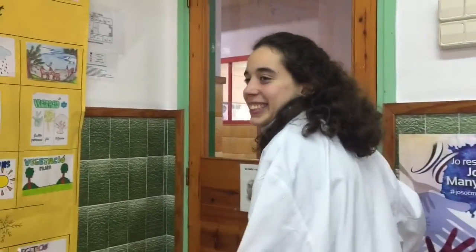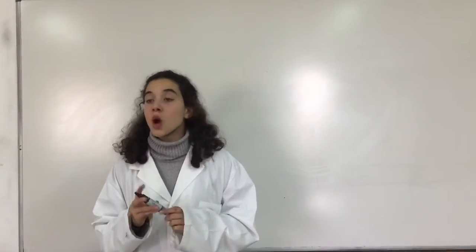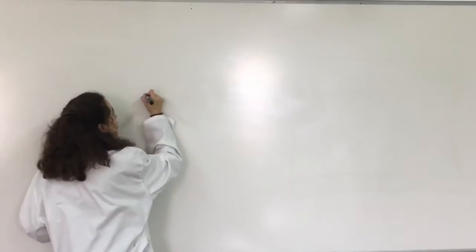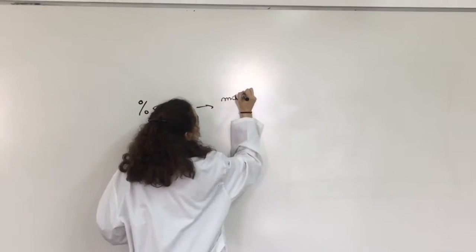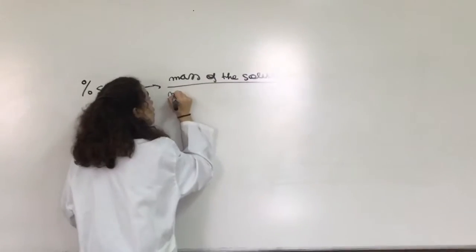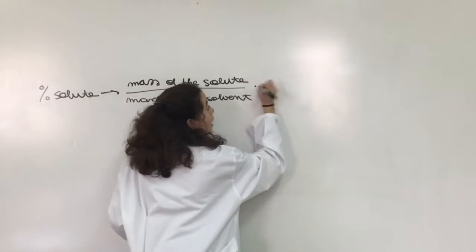Good morning, kids. Good morning. Today we are going to learn how to do an experiment. But first, we have to know the percentage of the solute. To calculate the percentage of the solute, we have to divide the mass of the solute by the mass of the solvent and multiply this by 100.